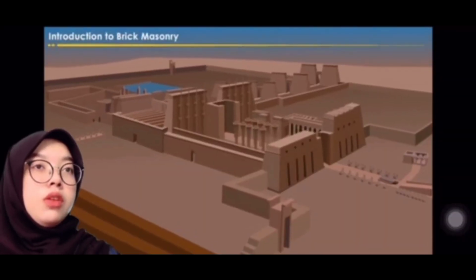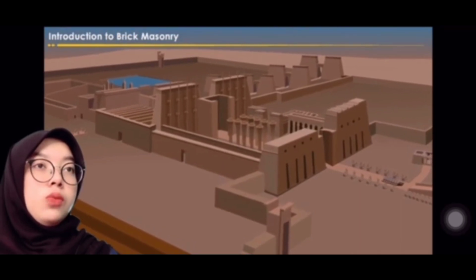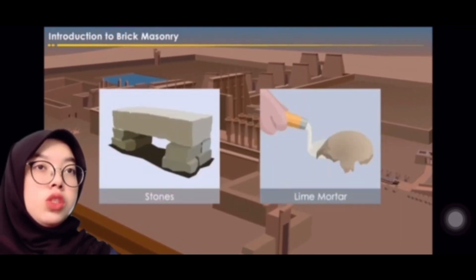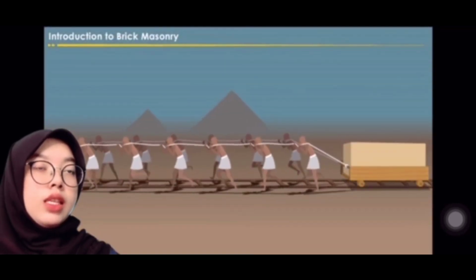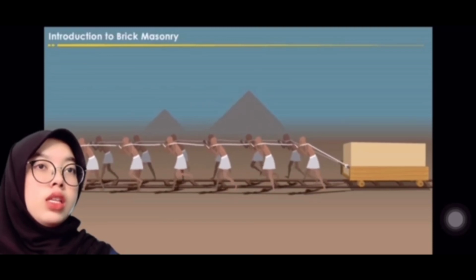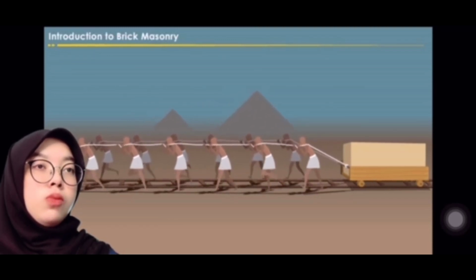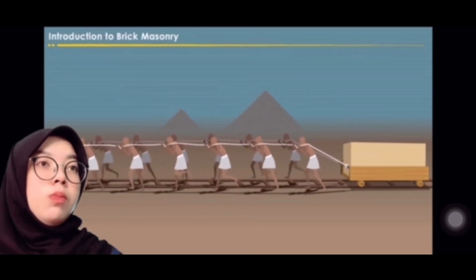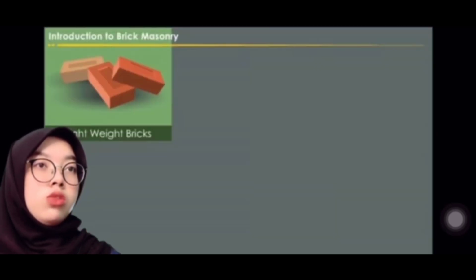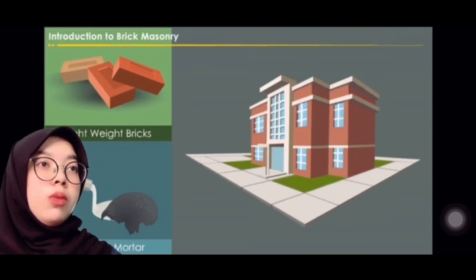In the ancient period, people constructed buildings with the help of stones and lime mortar. But shifting the huge stones was a very tedious process, as the sledges were pulled by a team of laborers and the tracks were kept waxed in order to reduce friction. Slowly, people started to use lightweight bricks and cement mortar for the construction of buildings. In this video, we will learn about brick bonds.